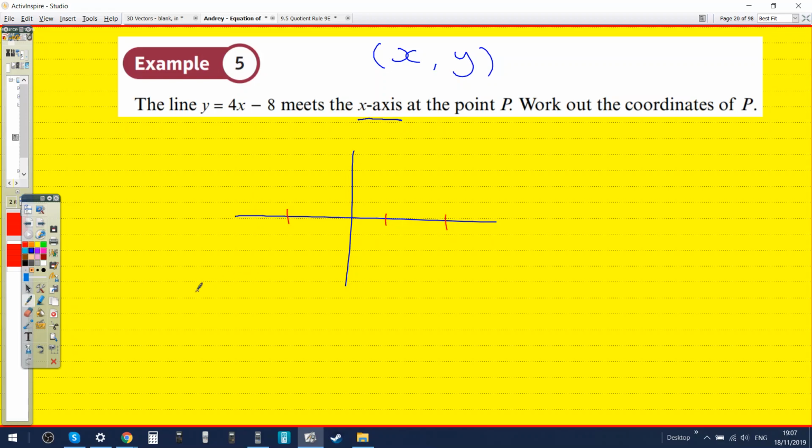Yes. And so how could you use that? So if y is 0, do I have to solve the equation from then? Mm-hmm. So would it then be x is 2? Yes. So when y is 0, x is 2. And so the coordinates of P? 0, 2. Oh no, sorry, 2, 0, the other way around. Yeah, that's it.